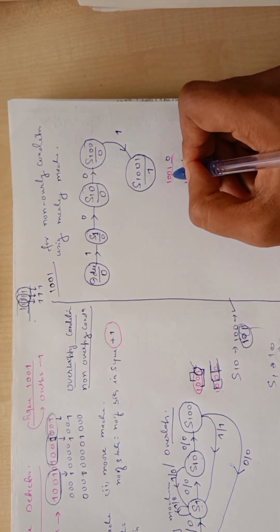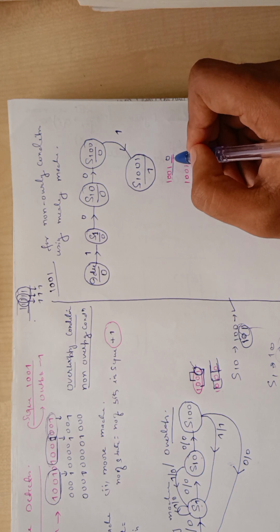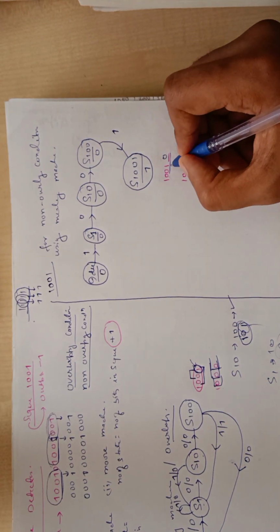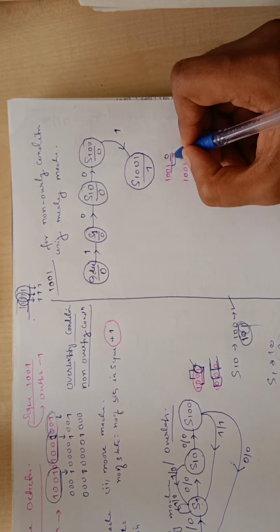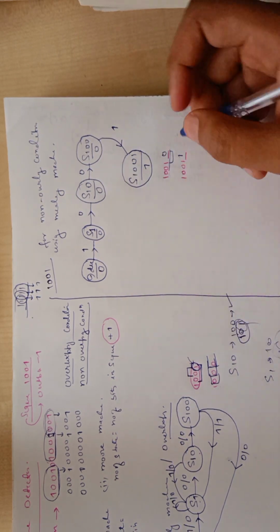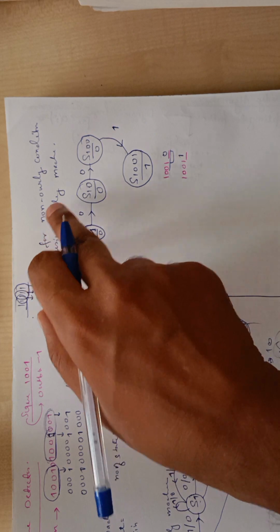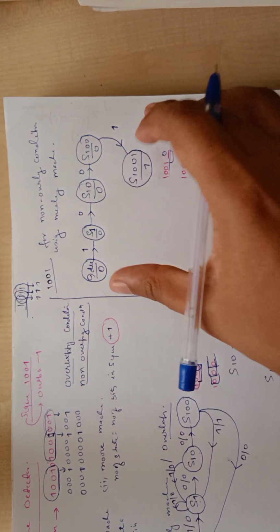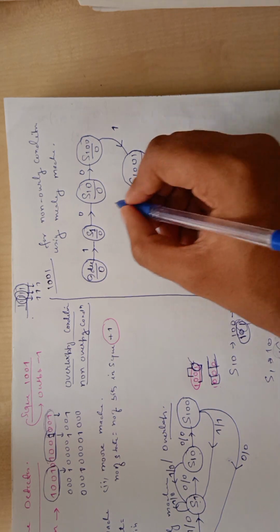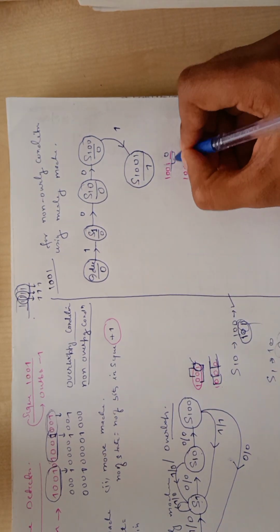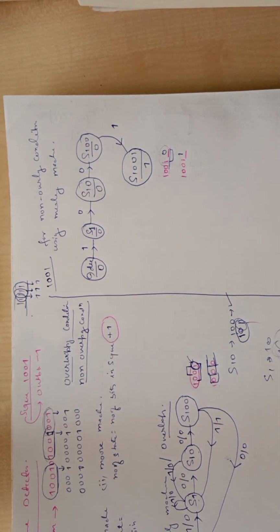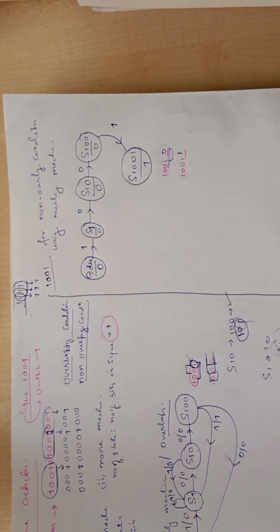So we'll look for the last 3 digits, 0 1 0. Is there any state that has 0 1 0? No, there is not. So we will look for the last 2 digits. It has 1 0. Yes, we have 1 0, but that is for a non-overlapping case. If we had an overlapping condition, it would move to S10 because 10 is here.